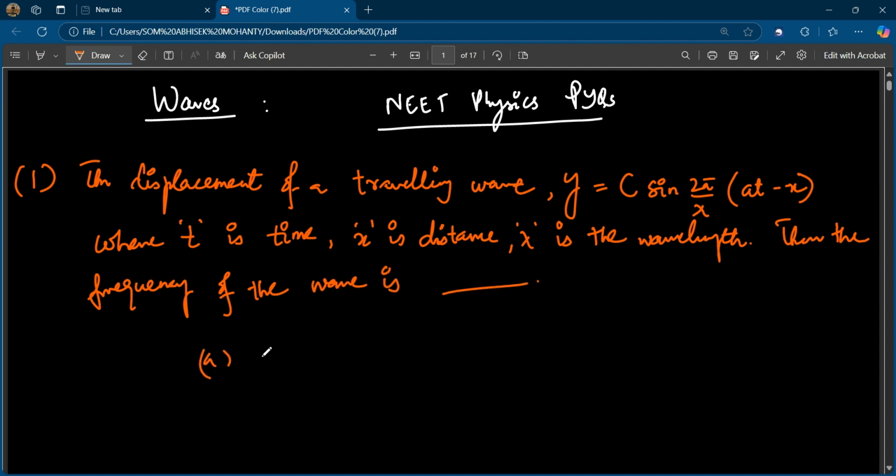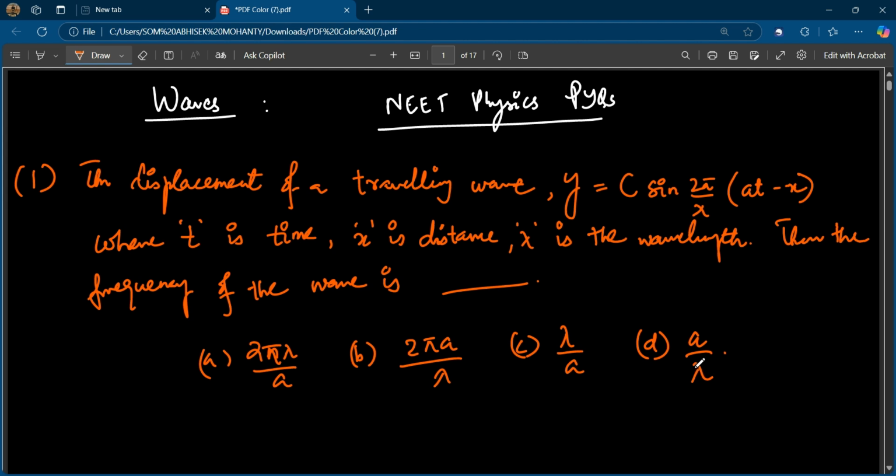Options are: option A, 2 pi lambda by a; option B, 2 pi a by lambda; option C, lambda by a; and option D, a by lambda. So this is the question. You have 2 minutes to solve this question. You have to solve as fast as you can. You have 1 minute 30 seconds. So try.